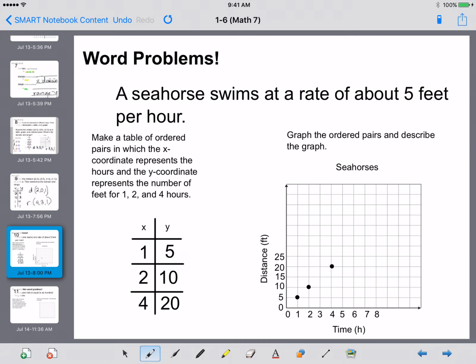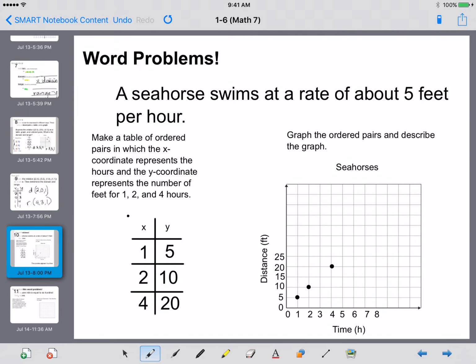So now we've got some word problems. It says a seahorse swims at a rate of about 5 feet per hour. So you want to make a table of our ordered pairs in which the x coordinate represents the hours and the y-coordinate represents the number of feet for 1, 2, and 4 hours.